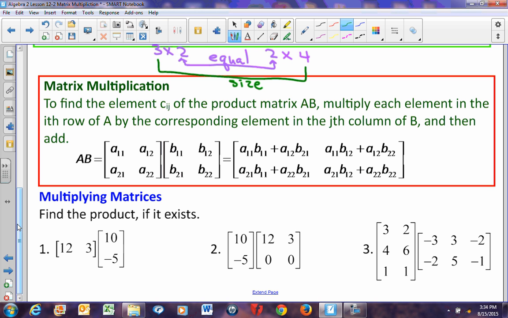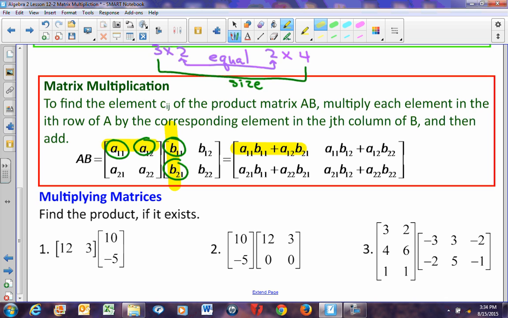So essentially, you're multiplying A11 by B11, and then A12 by B21. Your top row here gets multiplied by the column here, and then added together. It's a little confusing when you first start, but the more you do it, the better you get at it, and the faster and more efficient you will become.